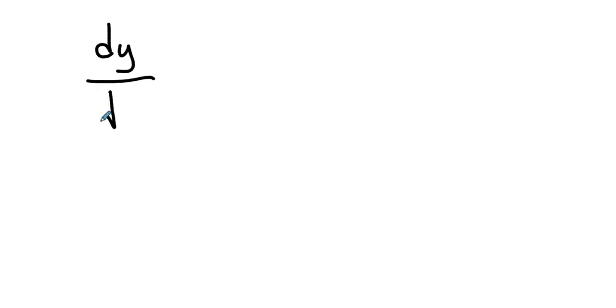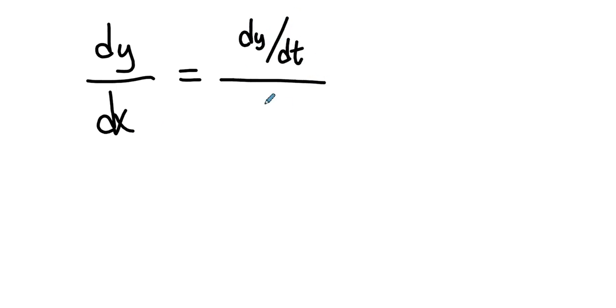Here's the big takeaway. When you are looking for the slope of the tangent line, y in terms of x, that slope of a tangent line is the derivative of y with respect to t divided by the derivative of x with respect to t.